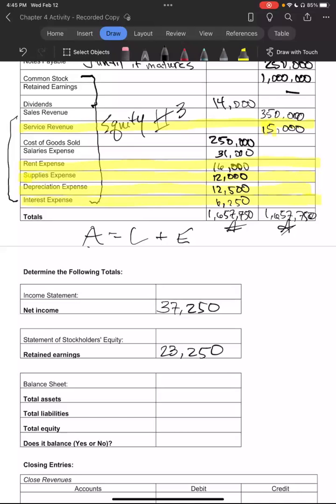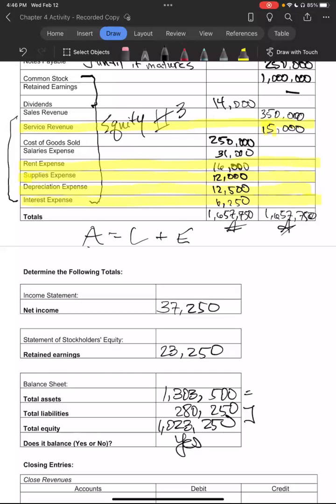Okay. Total assets was 1,303,500. Total liabilities were 280,250. Total equity was 1,023,250. Okay. Does it balance? Yeah, it does. Okay. Remember, these equal this.